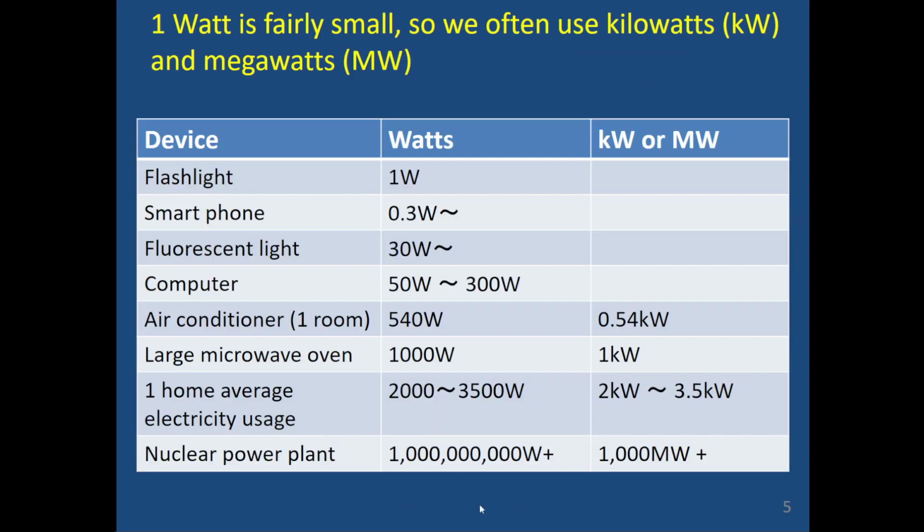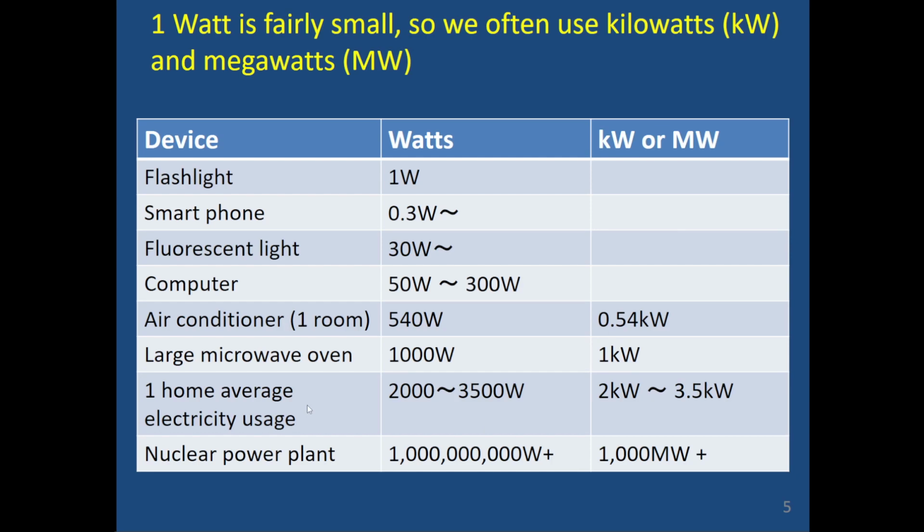Now, 1 watt is fairly small, so we often use kilowatts and megawatts. A typical flashlight maybe uses 1 watt, or a smartphone on the low side, maybe 0.3 watts. A fluorescent light, maybe in this classroom, 1 tube uses about 30 watts. Computers use somewhere between 50 or 100 or 300 watts. An air conditioner for 1 small room maybe uses about 500 watts. A large microwave oven maybe uses 1,000 watts, or we say 1 kilowatt.